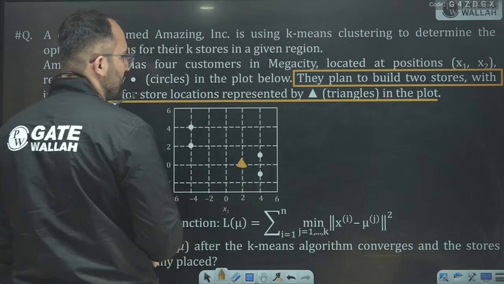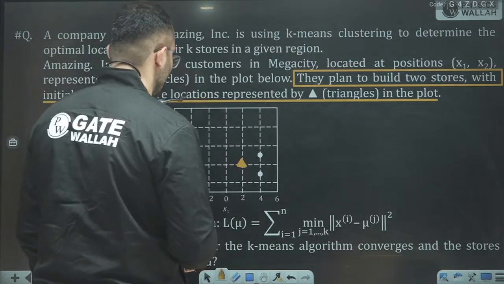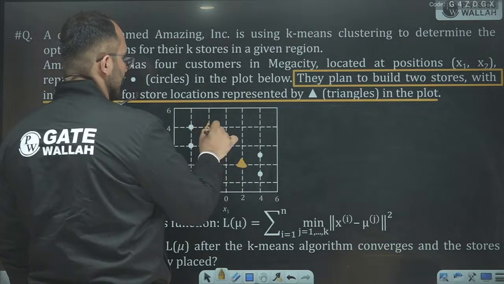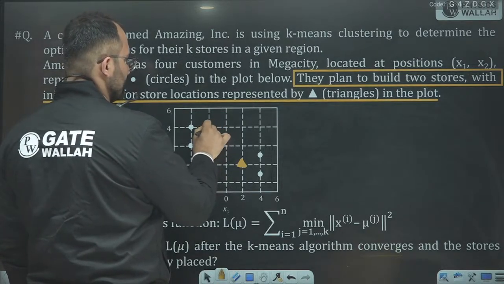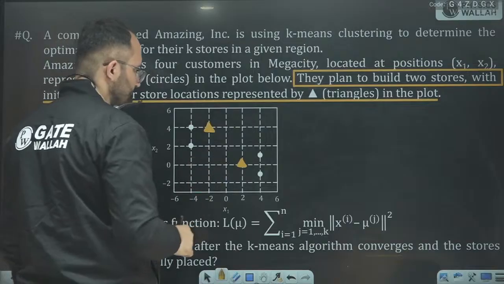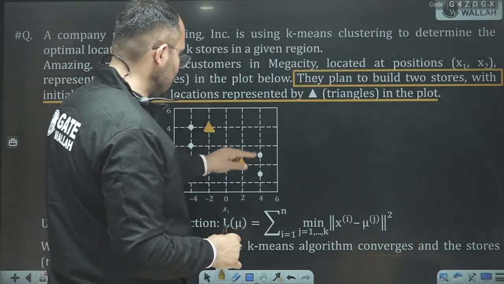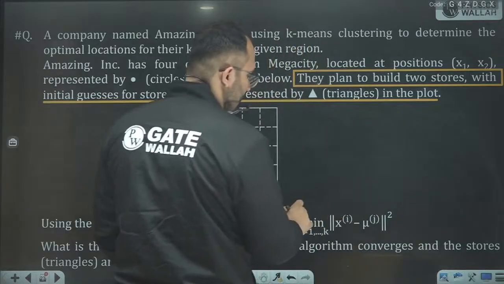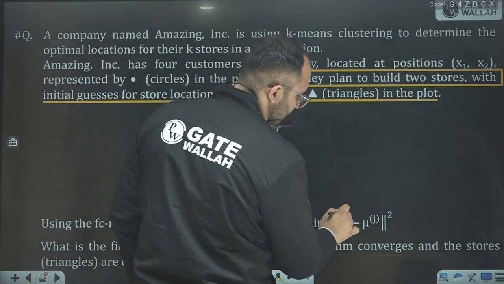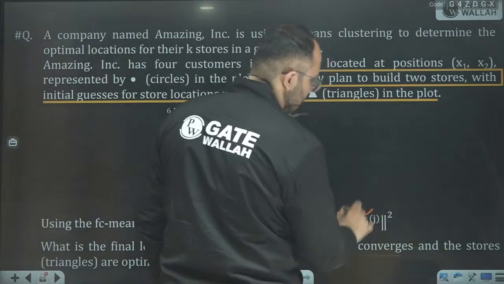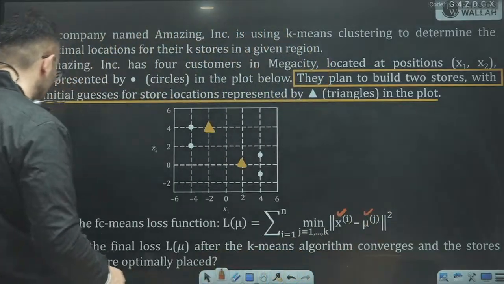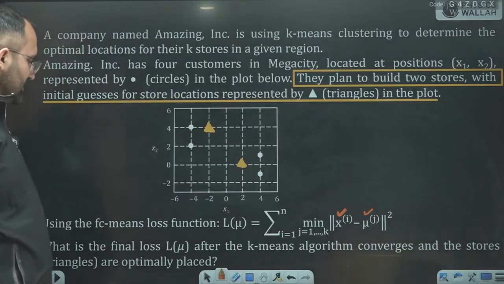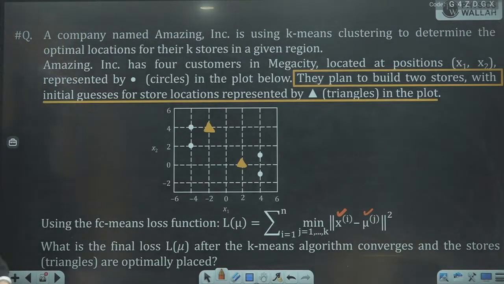But this cannot be the case, right? It has to be separate points. Let's say the second triangle is here. These are the customers. So this is the loss function. We want to minimize the squared distance between the point and the mean location of the cluster. So what will be the answer? Please tell me. Try to solve this question, दोस्तों.